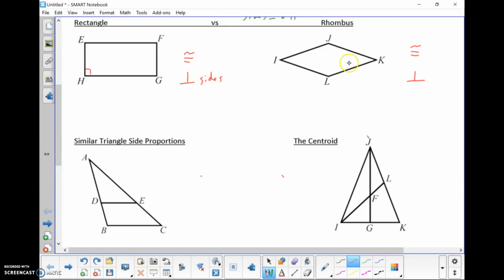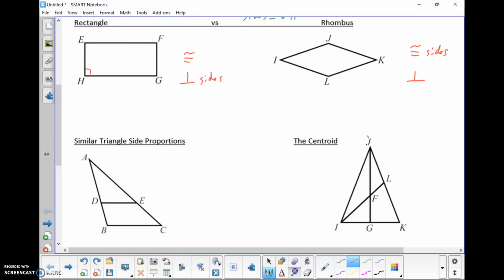For the rhombus, the sides are congruent. All sides are congruent, all four sides, like the square. It's a diamond, a rhombus. So what's perpendicular here for the rectangle is what's congruent for the rhombus.